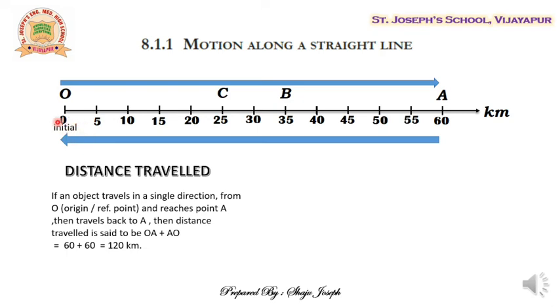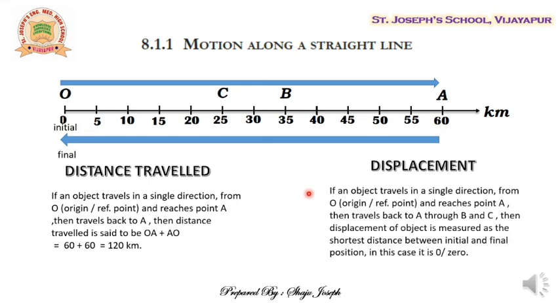If we consider the initial point here, that is O, and the final point is also O, because the object started at O and ended at O. So what is the distance between initial and final point? The shortest distance is 0, because the object is where it was earlier. So now if we talk about displacement, the object starts from O, reaches a point A, then travels back through points B and C, but the shortest distance between initial and final point is going to be 0. So this is a peculiar case where total distance traveled is 120. However, total displacement is 0.